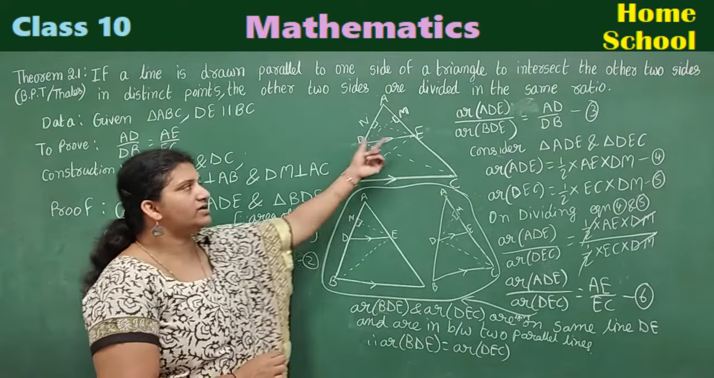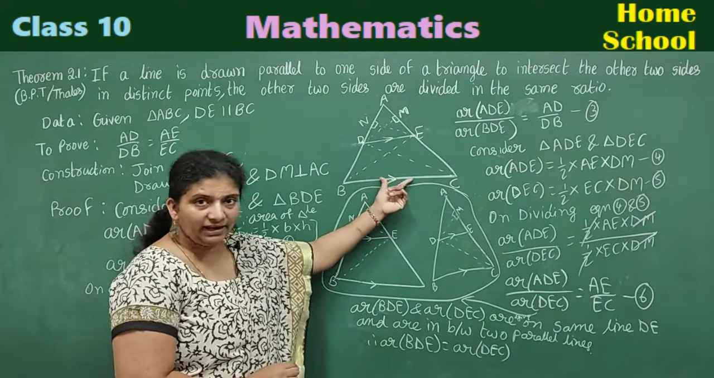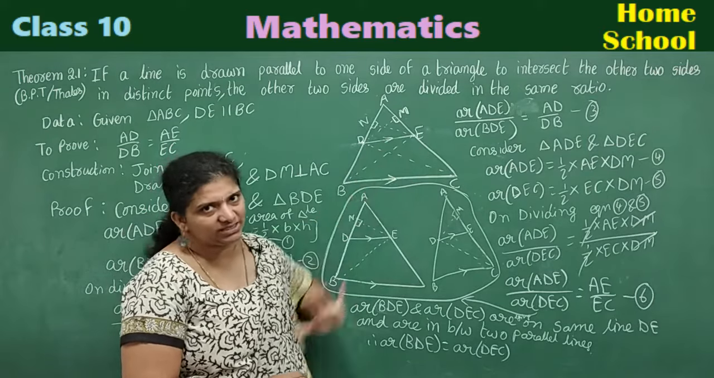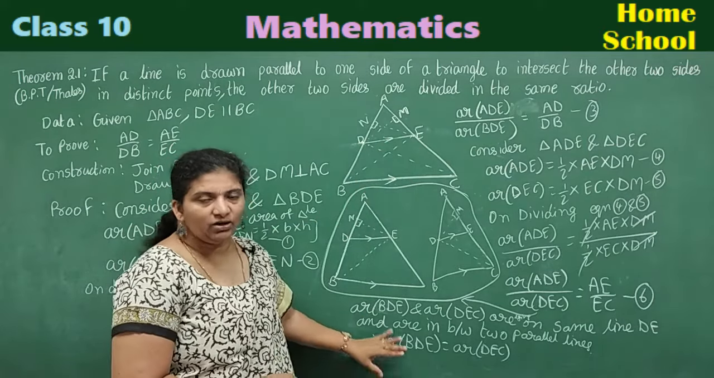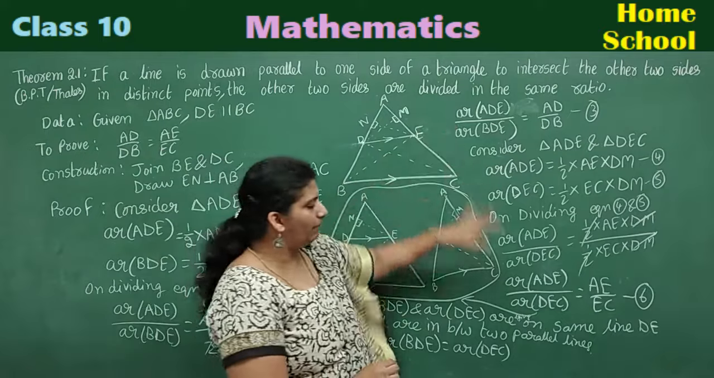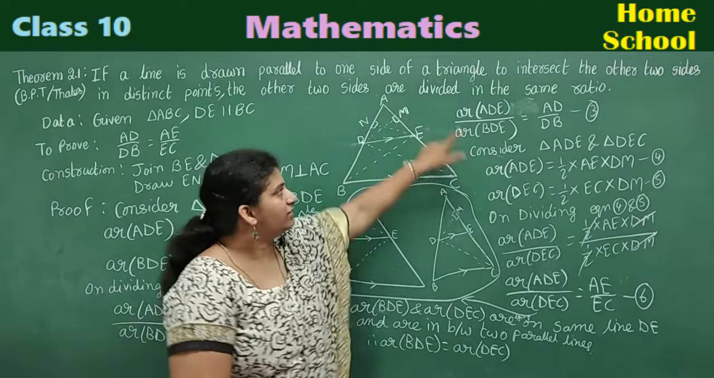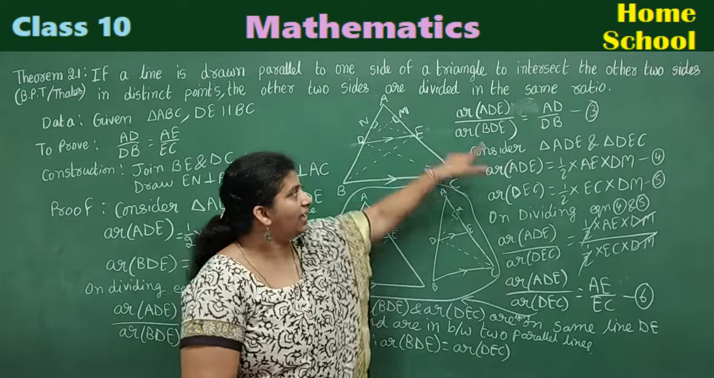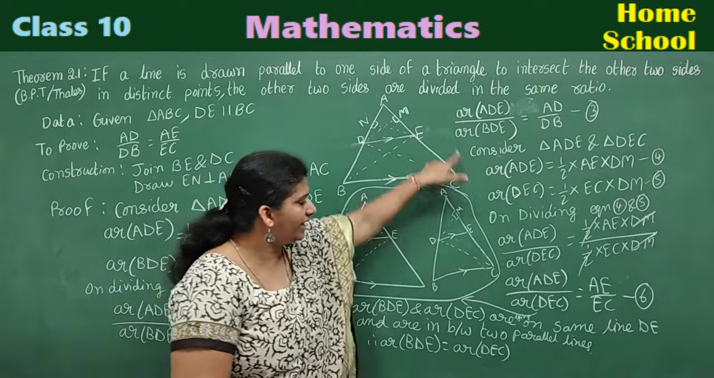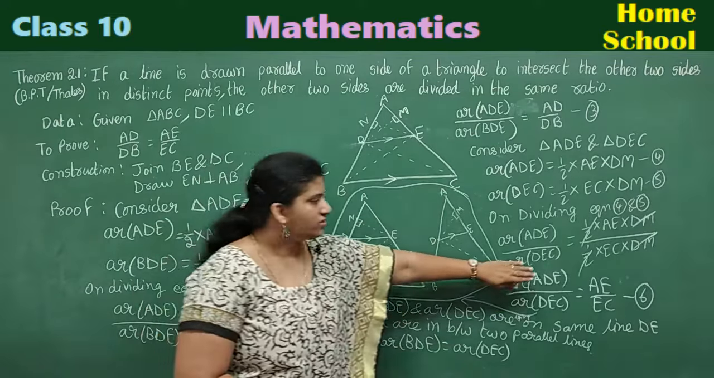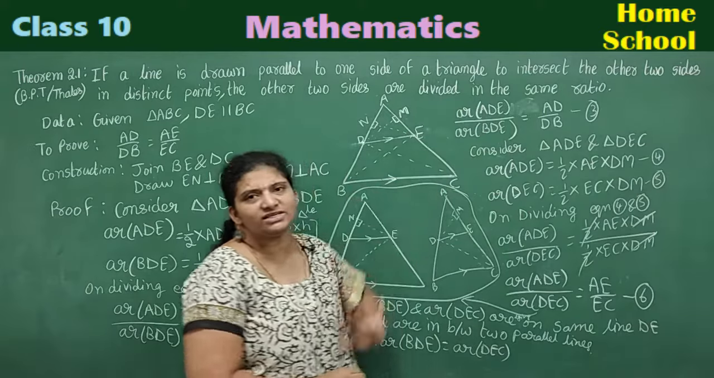So they are lying on the same line and in between two parallel lines. Therefore, this triangle is equal to this triangle. So according to that, when I compare 3 and 6, ADE, ADE. And now according to this, BDE is also equal to DEC. So this ratio and this ratio are equal.